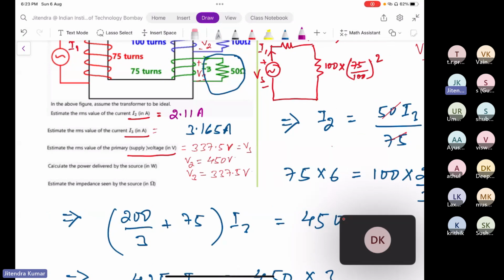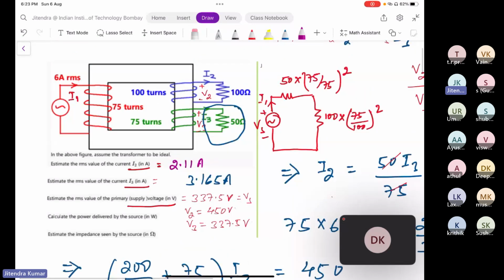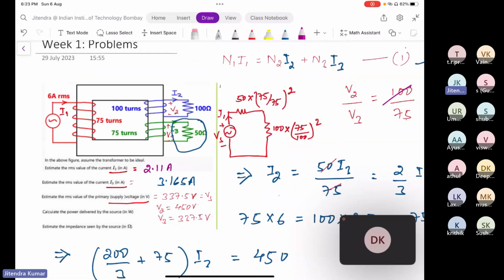Now the third part is to find out the primary supply voltage. So which equation should I apply here? Anyone? Voltage per turn, the concept of voltage per turn between primary winding and secondary winding. Yeah, any winding. Either you can apply between primary and secondary, or primary and tertiary. So here, let's go ahead with primary and secondary.